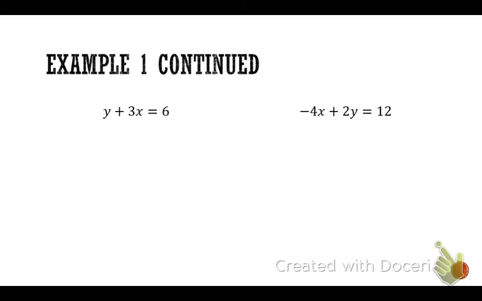Now, I've got these equations. What do you notice that's different about these equations? What do you guys notice? Just tell me. They're not in slope-intercept form. They're not ready to graph. I can't say m is 3. I can't say b is 6. It might be, but I have to get it in slope-intercept form first.